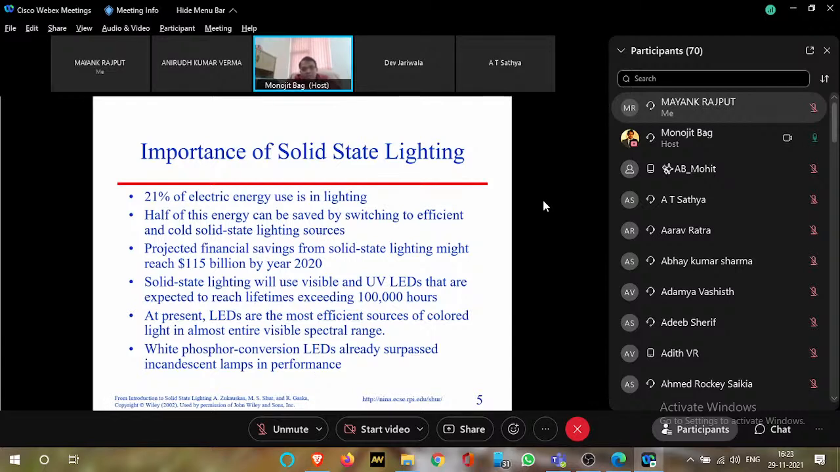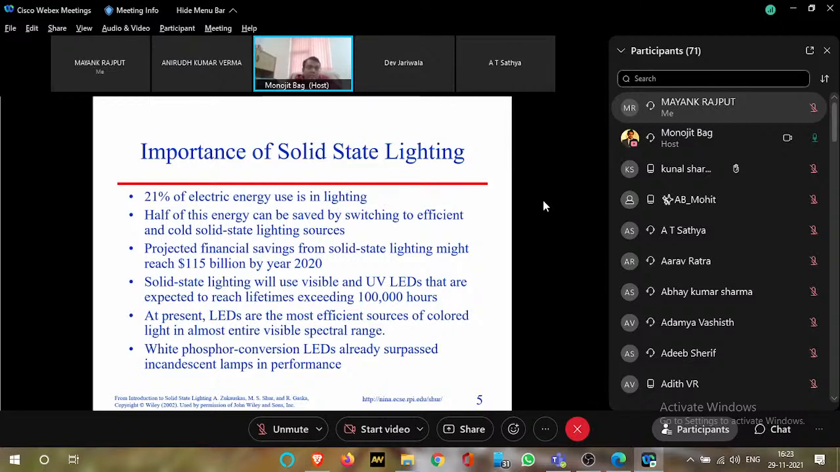Apparently, when this technology came into the market, it was slightly more expensive than CFL or incandescent lamps. Maybe you can buy a 40-watt bulb for like 50 rupees, but for the same amount of energy, you need to pay like 200 rupees for an LED bulb. So there is a little expense at the beginning, but because the lifetime of these LEDs is much higher compared to incandescent or fluorescent lamps, people started investing more in solid state lighting.